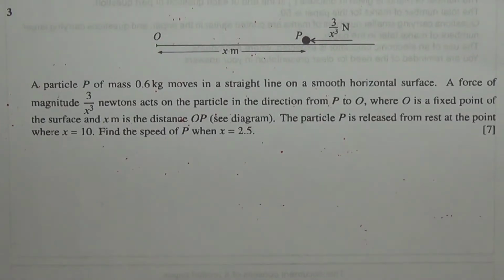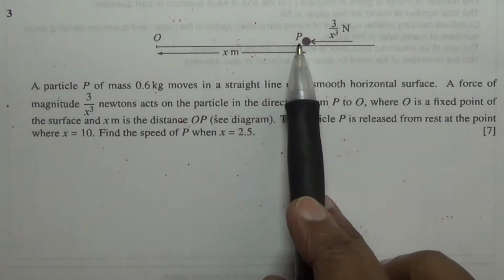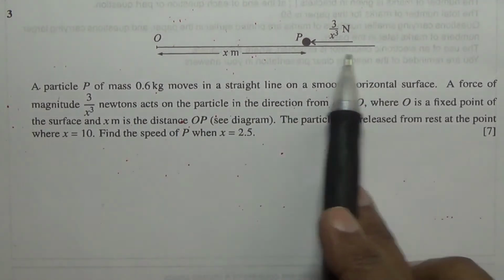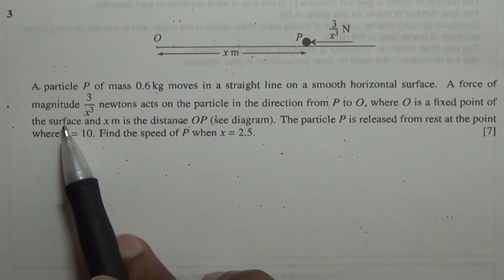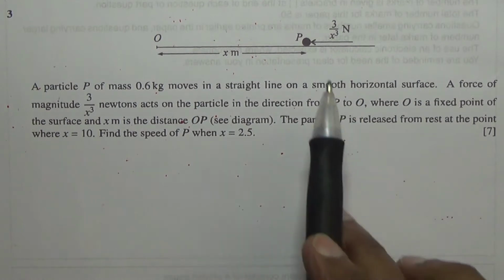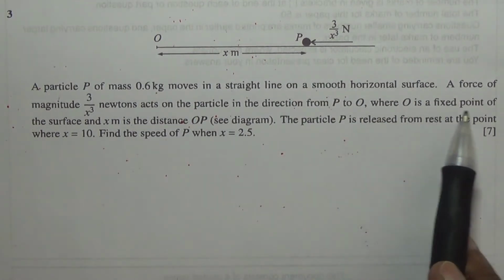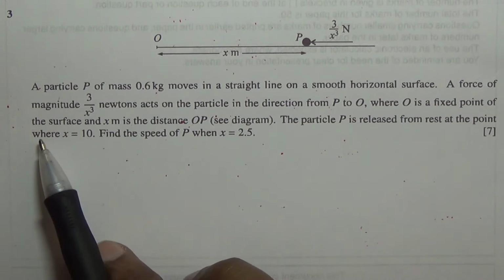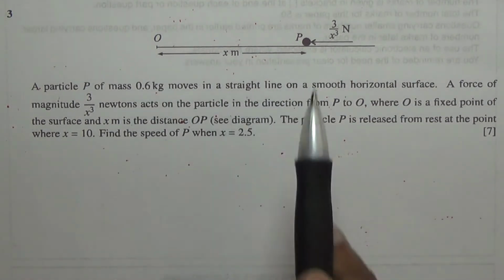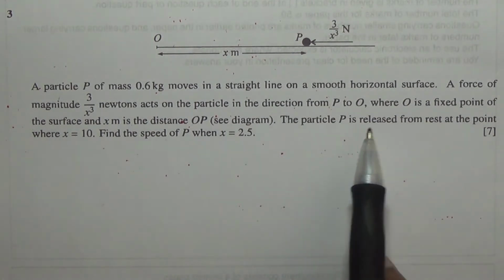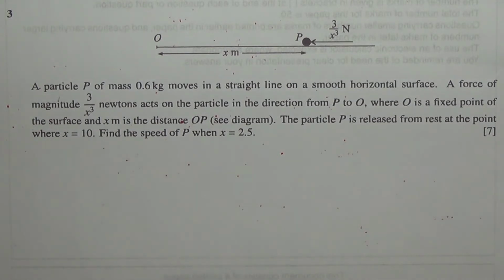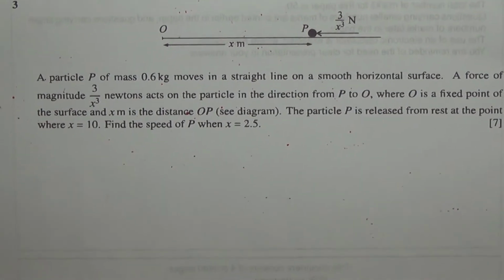Hi, question number 3. A particle P of mass 0.6 kilograms moves in a straight line on a smooth horizontal surface. A force of magnitude 3 over x cubed newtons acts on the particle in the direction from P to O, where O is a fixed point of the surface and x meters is the distance OP. The particle P is released from rest at the point where x equals 10. Find the speed of P when x is equal to 2.5.